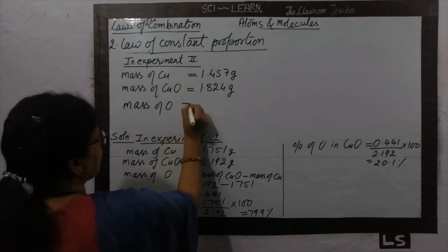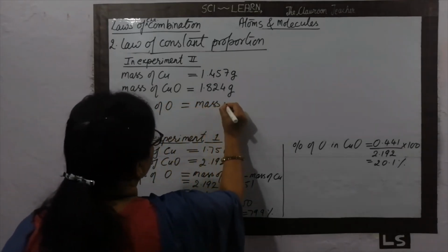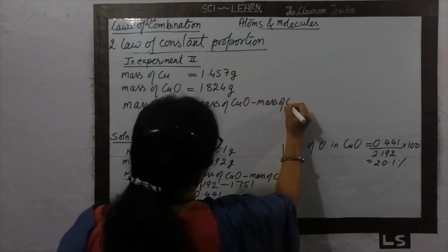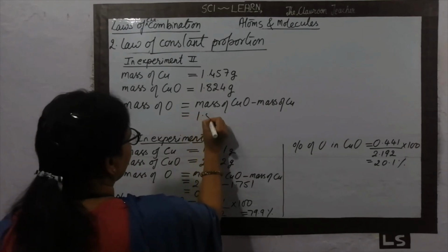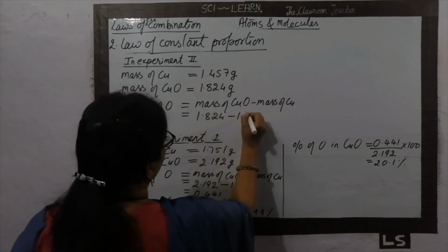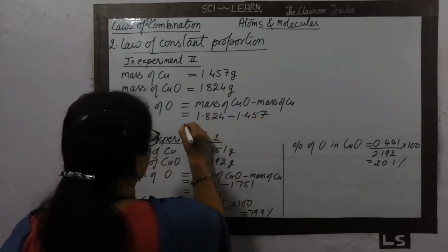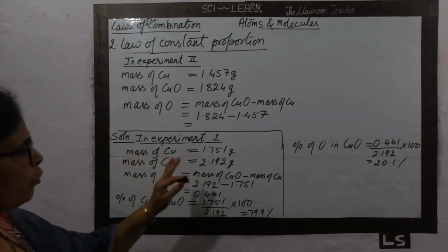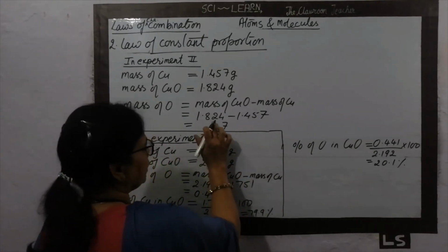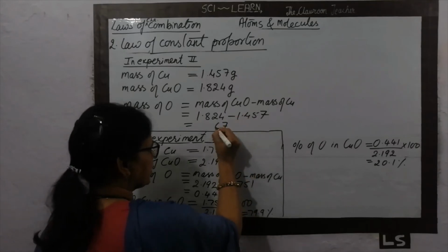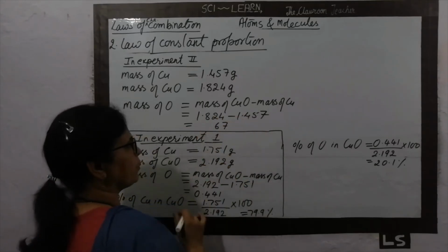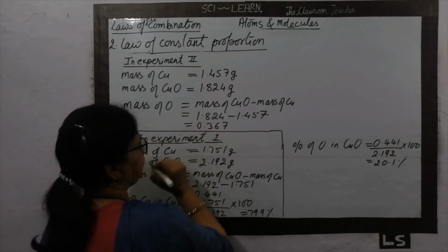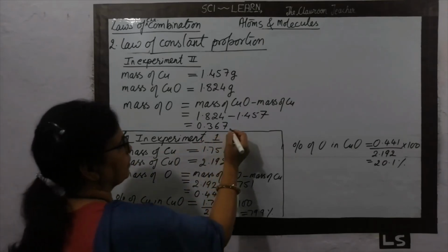We have to calculate again the mass of oxygen. The mass of oxygen is actually the mass of copper oxide minus mass of copper. It is 1.824 minus 1.457. Now subtract it. Okay. 14 minus 7 is 7. Then here 11 minus 5 is 6. And here 7 minus 4 is 3. So what do we get here? We get 0.367. This is the mass of oxygen in gram.